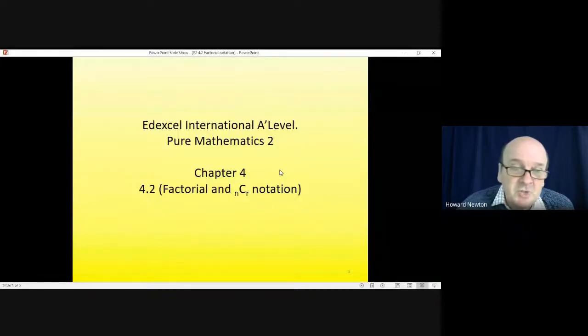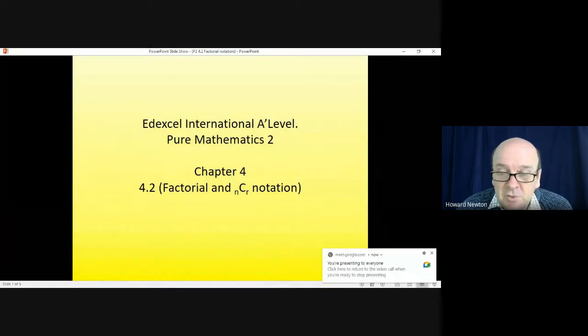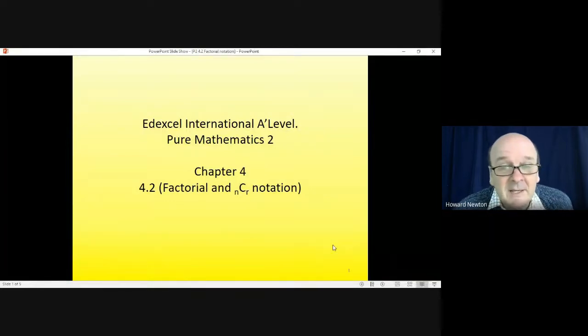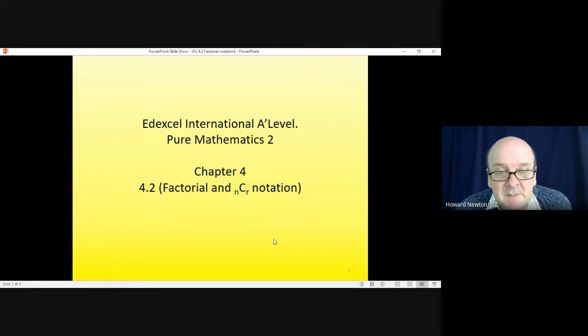In this lesson, we're on Chapter 4, 4.2, and we'll be considering factorial notation and nCr notation, how they connect to Pascal's triangle that we met in the last lesson, and very much leading and preparing the way for the next lesson on the binomial expansion.